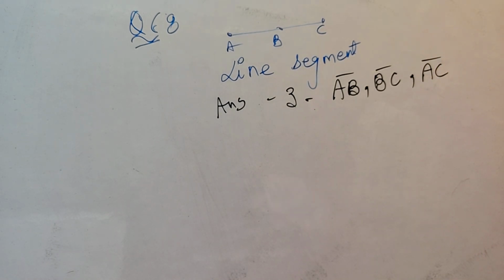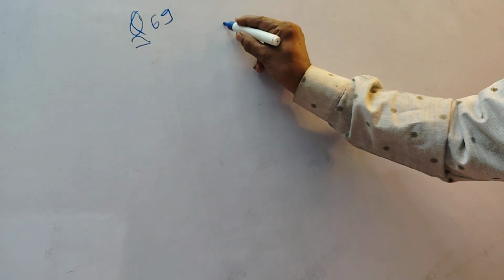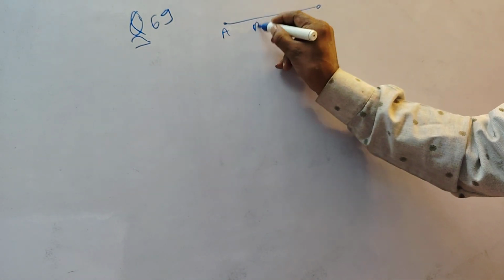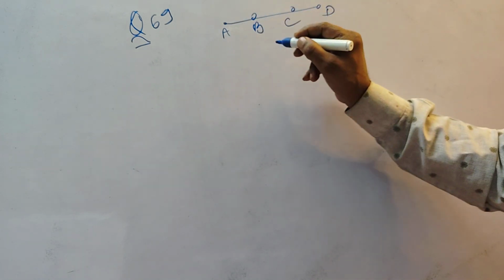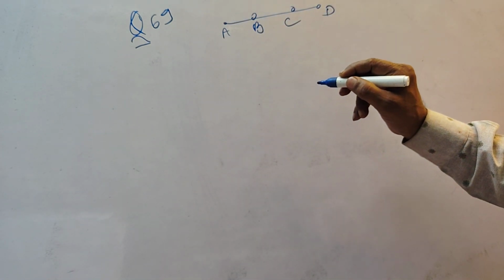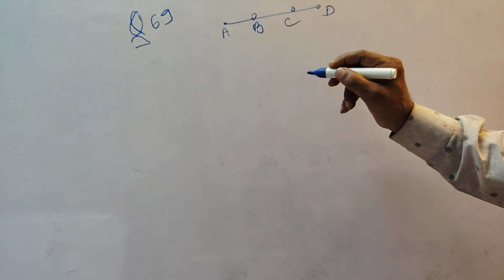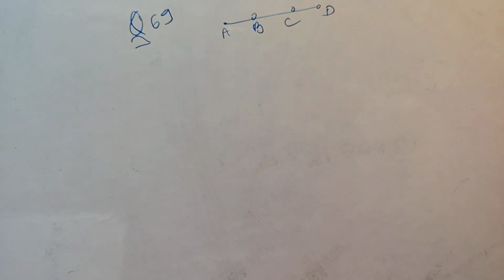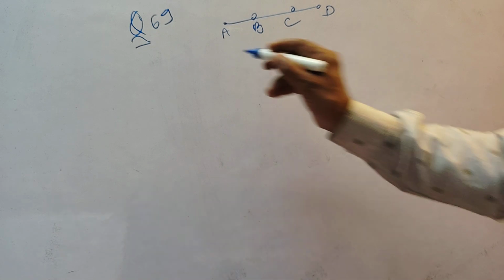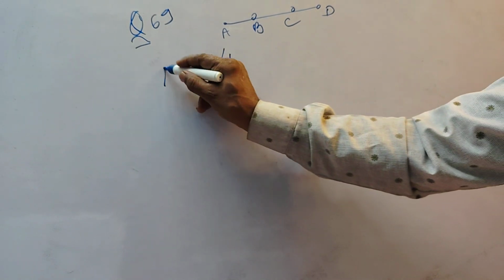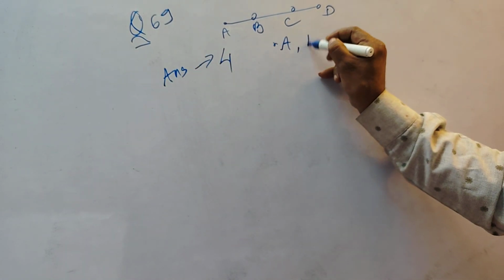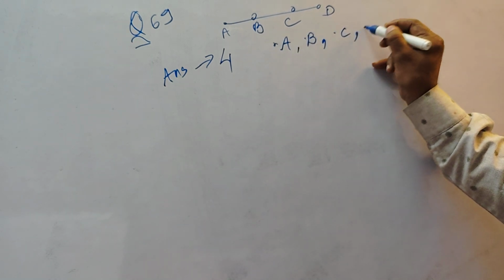Question number 69. In the figure, there is another figure. There are 4 points A, B, C, D in figure 2.45. How many points are marked? Yes, your answer is correct. 4 points are marked, and the names are point A, point B, point C, and point D.